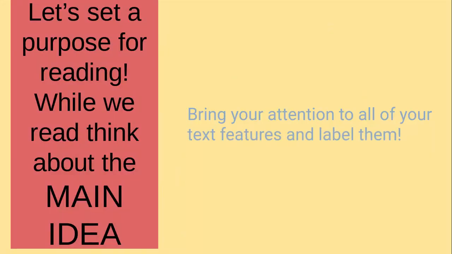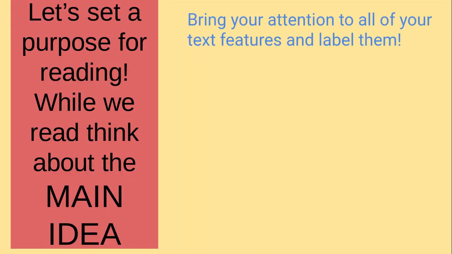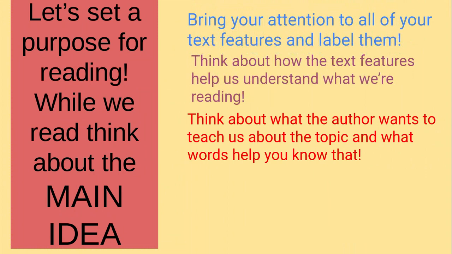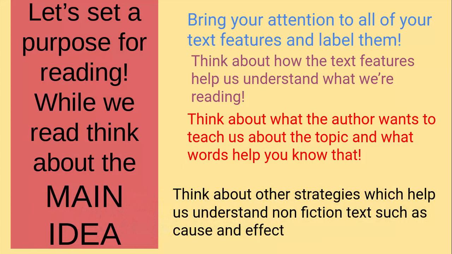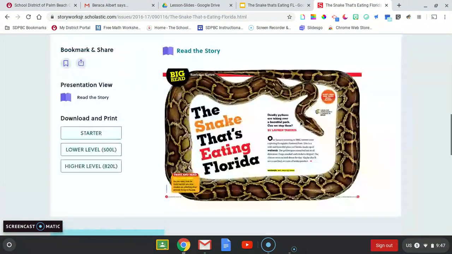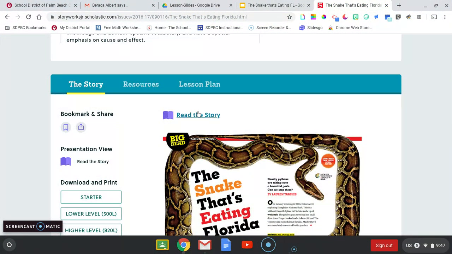All right, and then finally, we're going to set a purpose for reading. And remember, we're thinking about the main idea. So bring your attention to all of your text features. This is a nonfiction text today. Think about what the author wants to teach us about the topic and what words are helping us understand that. Think about how the text features help us understand what we're reading. And think about other strategies which help us understand nonfiction text, such as cause and effect. All right, so I hope you guys are as excited as me. Just thinking about the story is making me uncomfortable, but we're going to read it together. We're going to get through this.